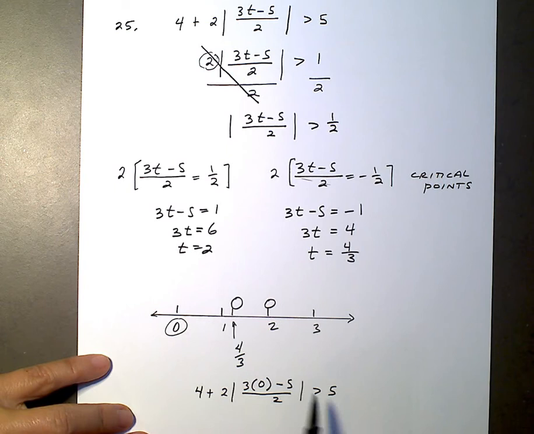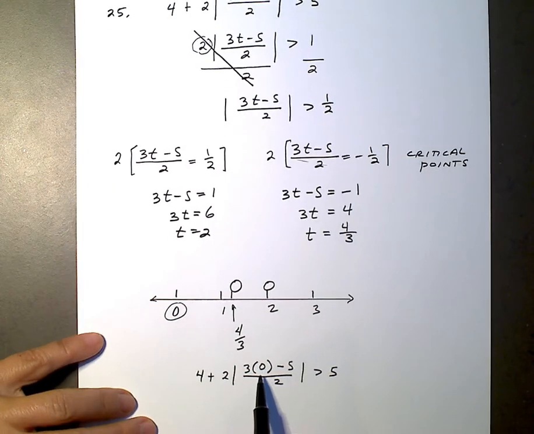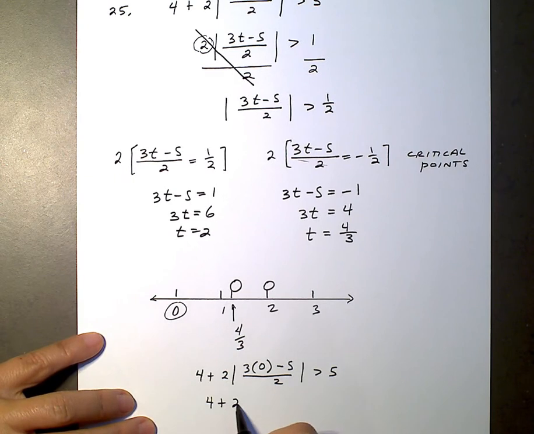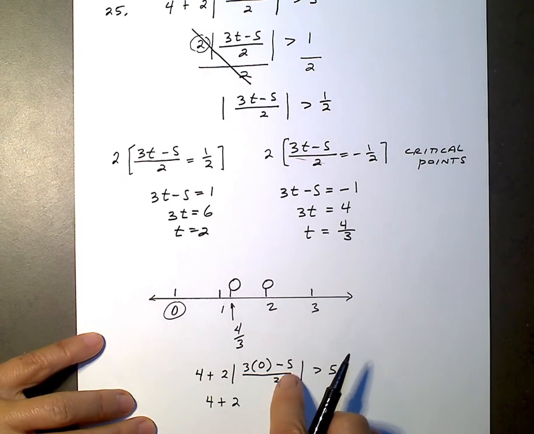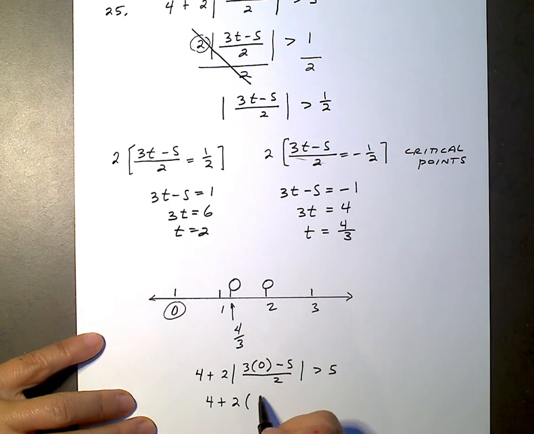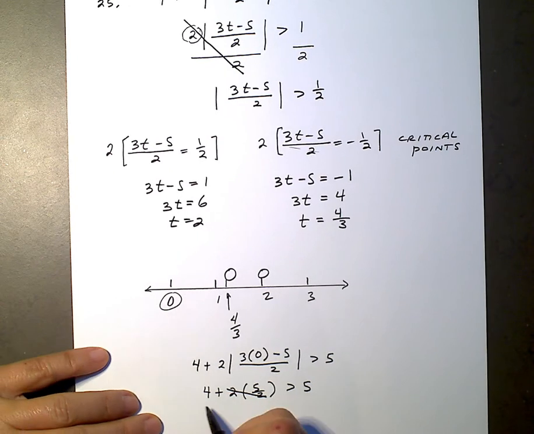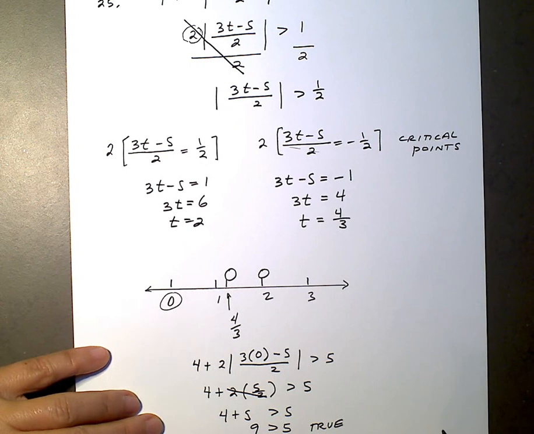So this is 0 down here. 0 minus 5, so negative 5/2. So 4 plus 2. What's the absolute value of negative 5/2? It's positive 5/2, just 5/2. So 2 times 5/2 is a 5. So I have 4 plus 5 is greater than 5. And that is a true statement. 9 is greater than 5. So 0 makes the original inequality true.